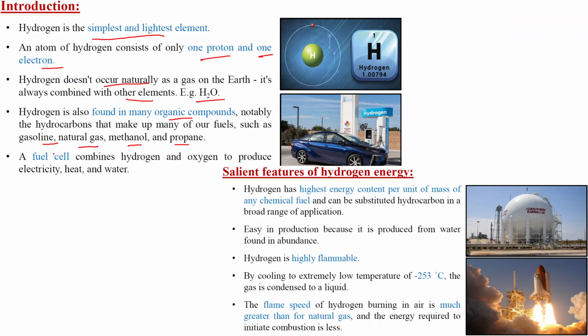Okay. So it is basically a fuel cell. It is a device which uses hydrogen and oxygen to produce electricity, heat, and water. Okay. So why hydrogen as energy? Why use hydrogen? Because it has the highest energy content per unit of mass of any chemical fuel. It has a much higher energy content compared to any other fuel like crude oil, natural gas, or methanol, even higher than all the fossil fuels we use till now. Therefore it can be substituted as an energy source to replace all these exhaustible conventional energy sources.